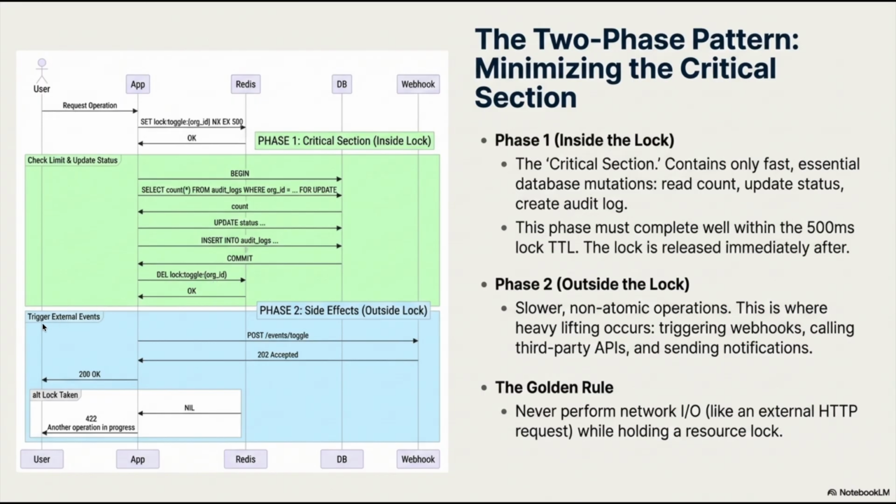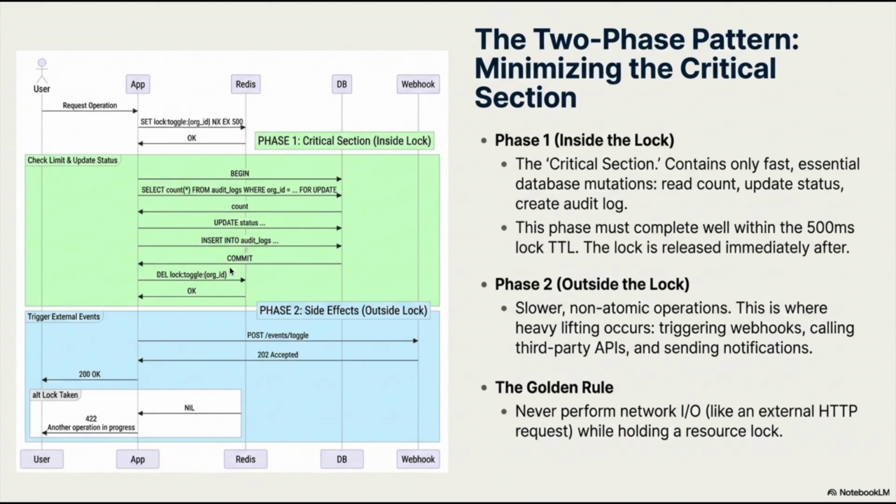lock. After that, in phase 2, you can do all the side effects, like webhook registration, deregistration, or anything extra as such. If another acquisition is in progress, you will directly get 422, another operation is in progress, and you can't use this. And this is only for one organization. Any other organization can use it at the same time, right? So it's a two-phase pattern, minimizing the critical section.